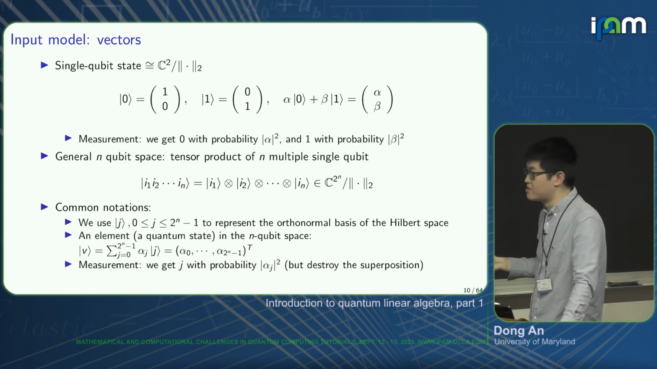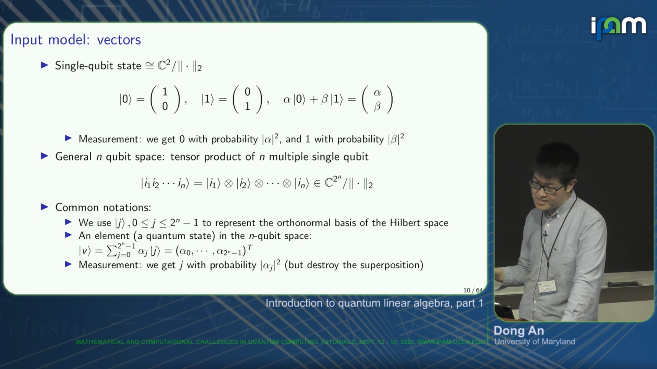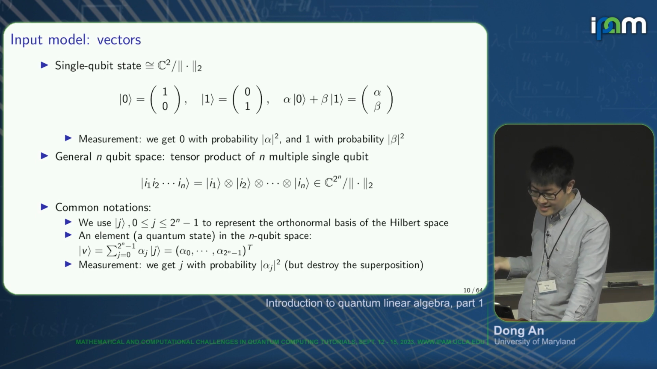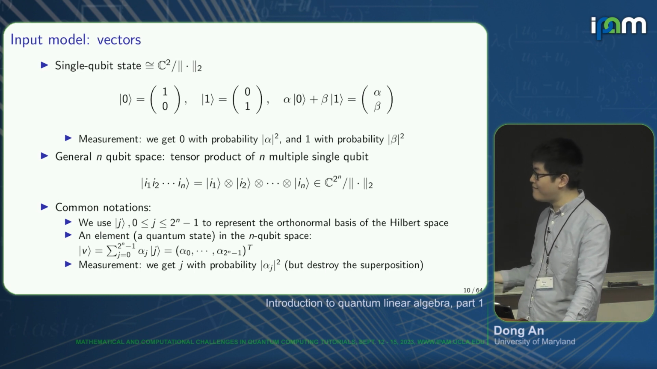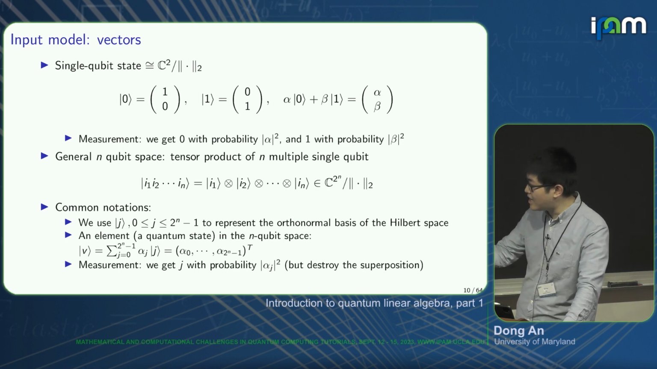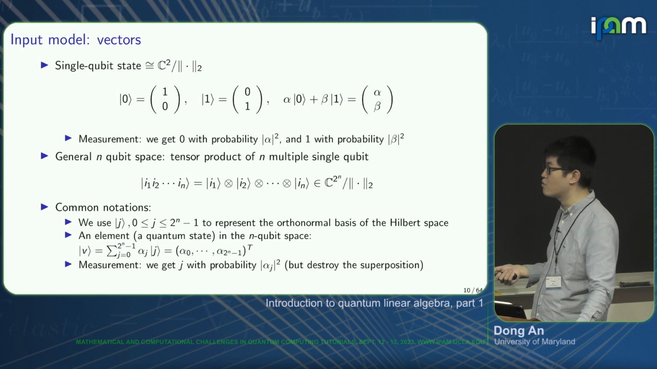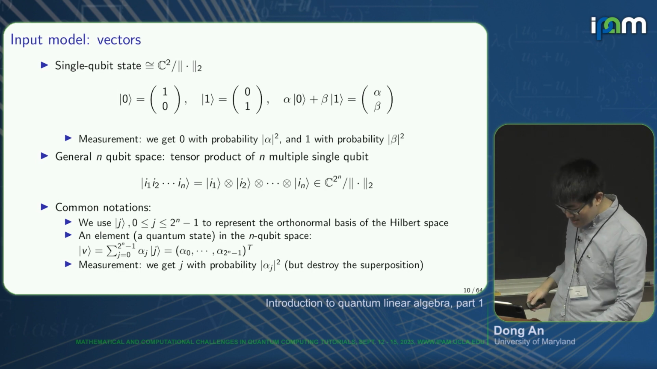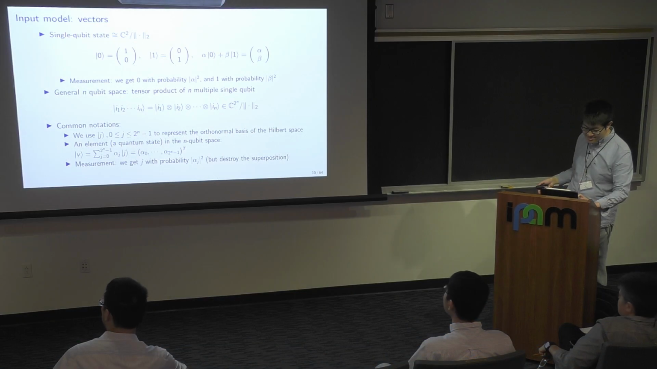So it's like a 2^n dimensional vector. And of course, we have some measurements. If you measure in the computational basis, then we will get j from 0 to 2^n minus 1. We will just get one value in this range, and the probability of getting j is alpha_j squared. We still need the normalization condition: the norm of this vector should be 1. So this is a very quick introduction to the input model for vectors.